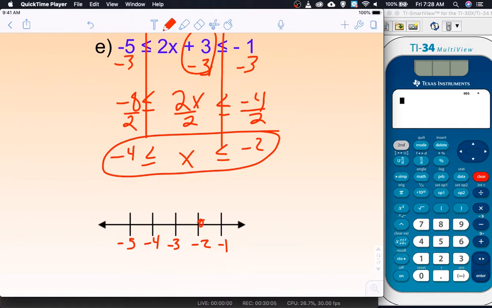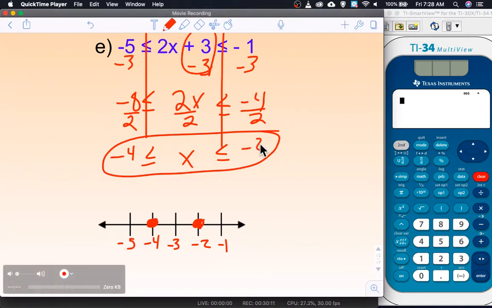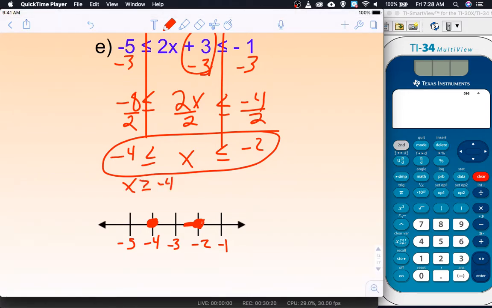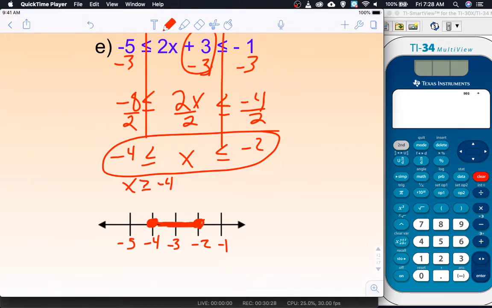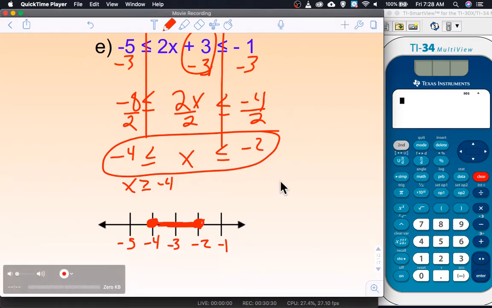That puts a solid dot at -2, a solid dot at -4, and we should be shading in between them. From -2, we're shading less than. That's in between. From -4, we're shading greater than when I flip it around, so the variable's on the correct side. And we knew that because this was an and inequality, and and inequalities get shaded on the inside.